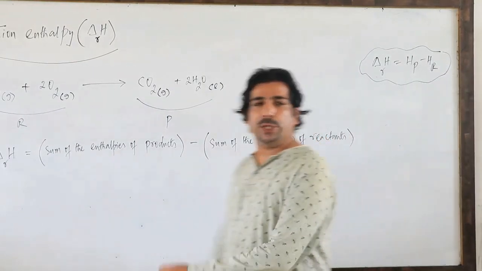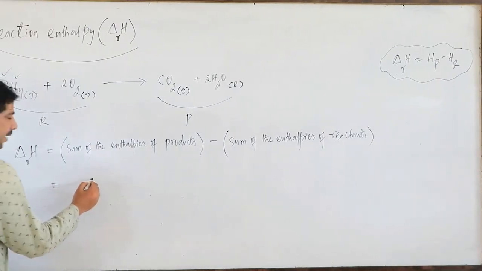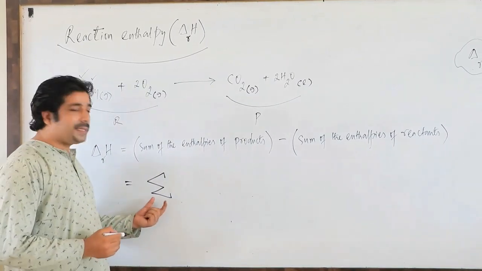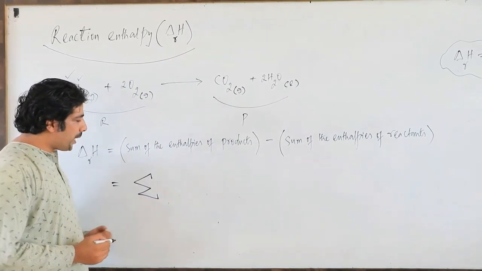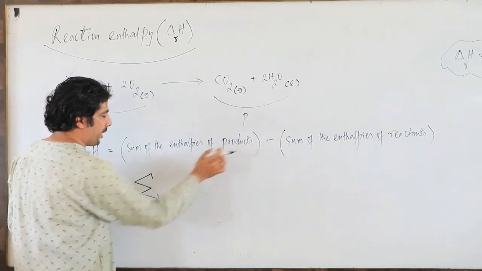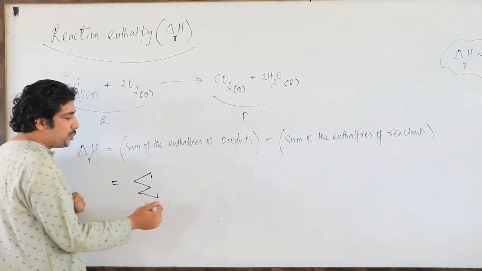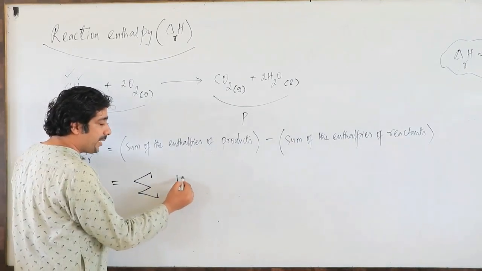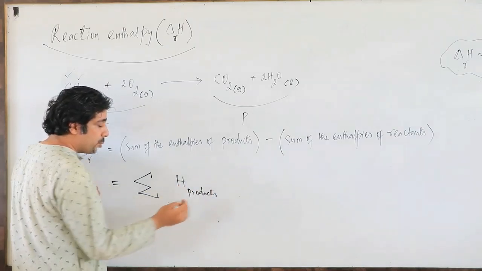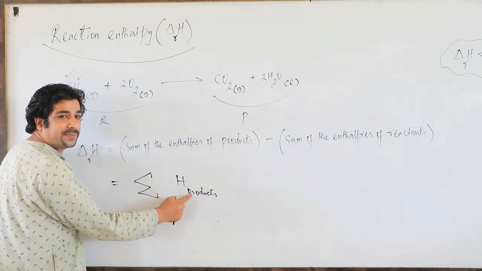And this expression can be easily understood by this particular symbol, my dear friends. I will use the symbol sigma. This is also called summation. So what I am going to do here, try to understand. Sum of the enthalpies of products, the sum will be given by this. I will write down H products. So here I am taking the sum of the enthalpies of products.